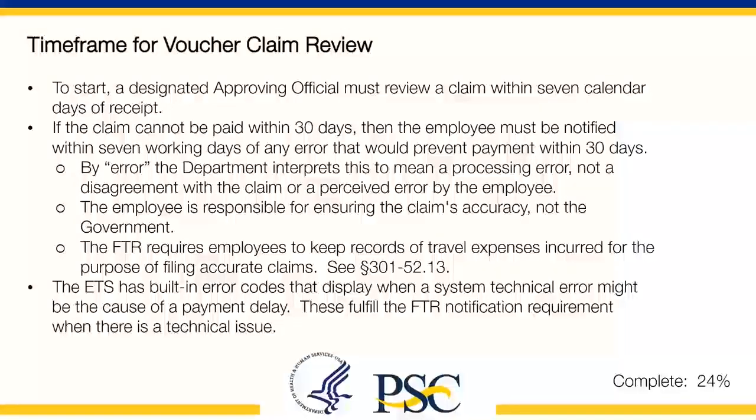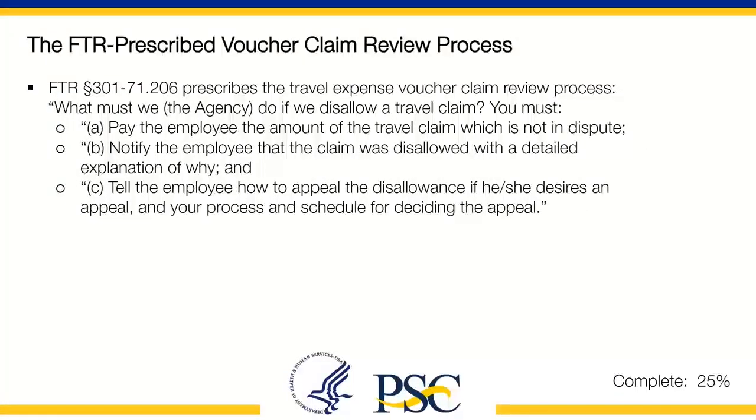See Section 301-52.13. The ETS has built-in error codes that display when a system technical error might be the cause of a payment delay. These fulfill the FTR notification requirement when there is a technical issue. FTR Section 301-71.206 prescribes the travel expense voucher claim review process.